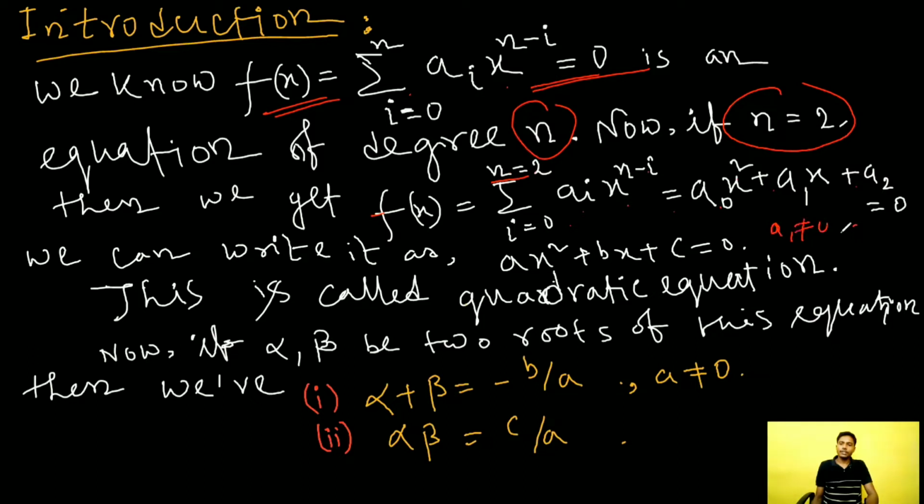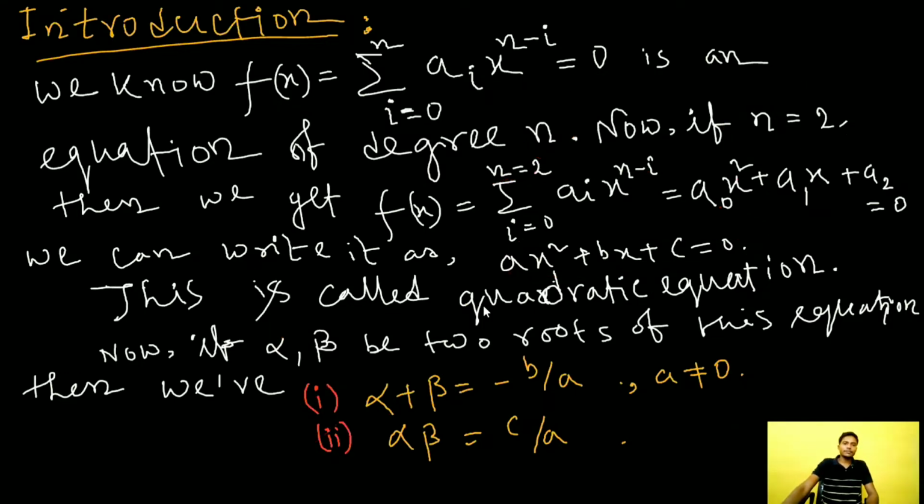This is a necessary condition. This can be written like this: ax square plus bx plus c, which is the general expression of quadratic equation. Now if alpha and beta are two roots of this quadratic equation, then these two relations we have: alpha plus beta is equal to minus b by a and alpha beta is equal to c by a, where a is not equal to 0. Now I will explain how to find out alpha and beta.